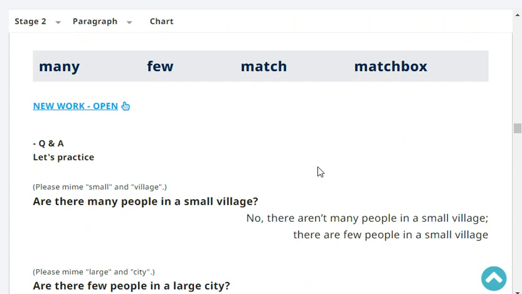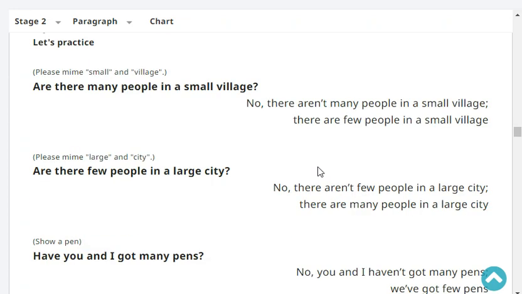Are there many people in a small village? No, there aren't many people in a small village. There are few people in a small village. Very good.